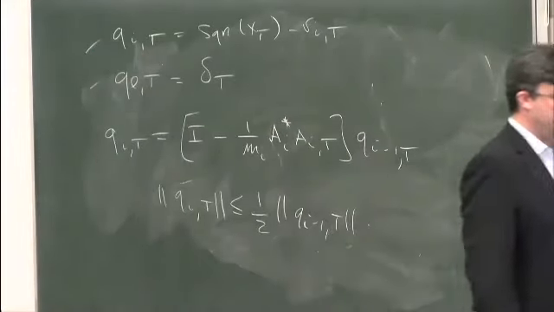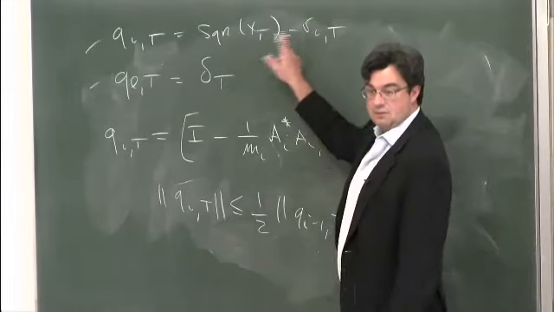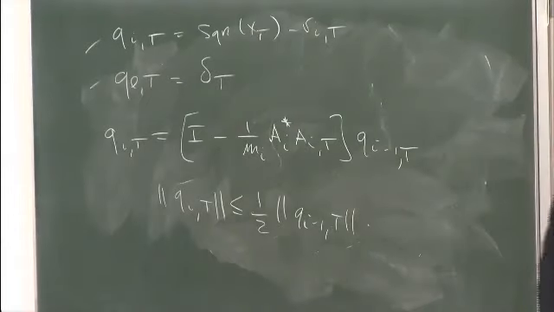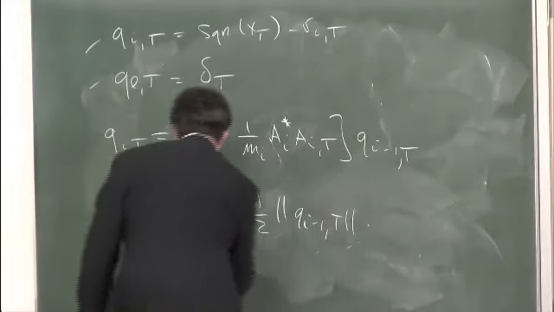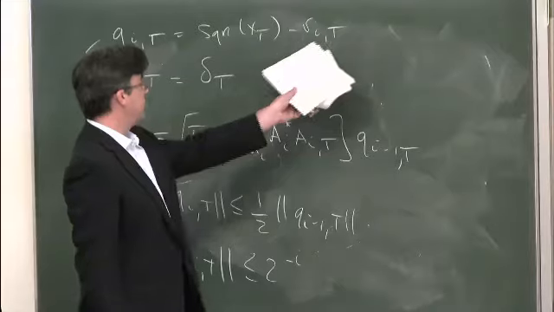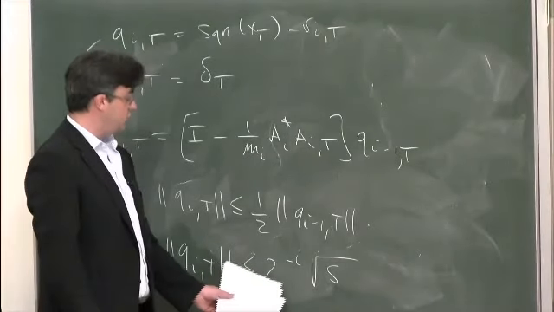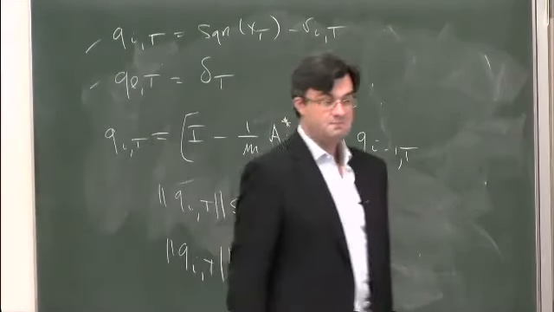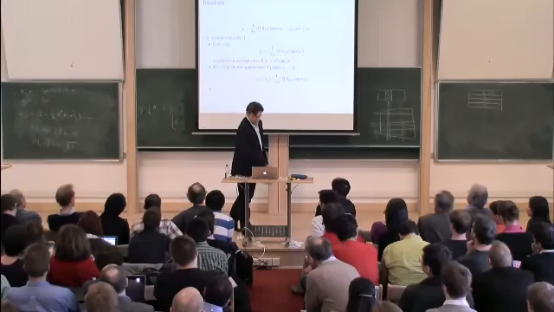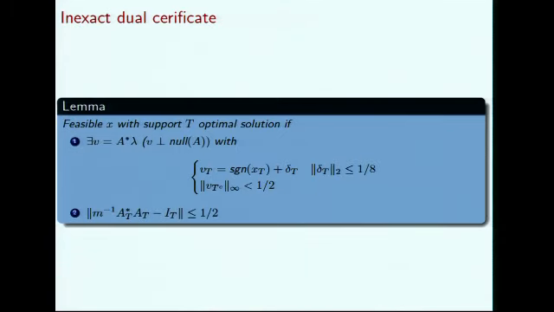And so each time I go through this golfing scheme, I decrease the distance with the target by a factor 1/2. So this gives me that the norm of Q_i^T is less than 2 to the minus i times the norm of Q_0, but Q_0 is simply V_0 at the beginning, so it's the norm of the sign vector, which is square root of s. And so after L steps, I'm going to have an error which is 2 to the minus L times square root of s. So if L is logarithmic in s, then I'm very close to the sign vector. So what we see from the golfing scheme is that after log iterations, I'm going to have no problem obeying this condition, because each time the error decreases by a constant amount.